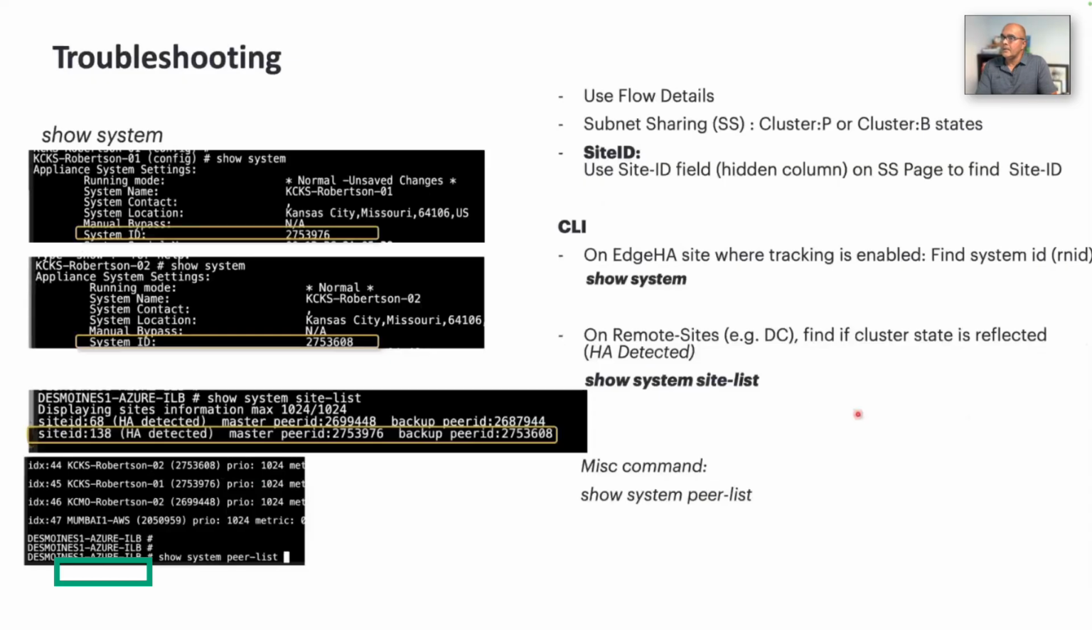Okay, troubleshooting. How do you find the system ID or the RNID? It's in show system. The appliance UI has it too. Another useful command when you're debugging is show system site list. It will show up like this: site ID 68, site ID 138, HA detected. And then it will say who's the master right now and who's the backup now.